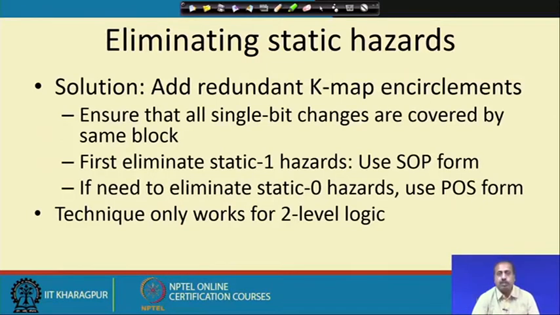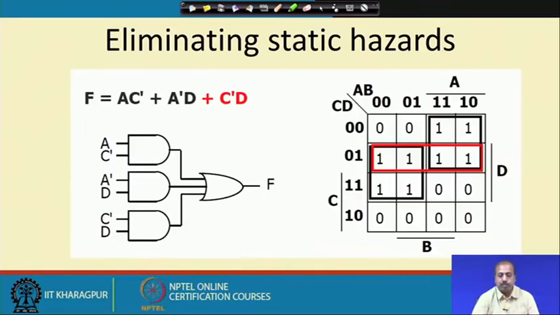So, if it occurs, you have to be careful there. This is an example. How do we do this? Same circuit, A C bar plus A bar D. What we have done is some redundant encirclement. This red quad was not necessary, because all the ones are already covered by the remaining 2 quads, but we take this redundant one. What will happen is that even if A is changing value, this C bar D will hold the output.